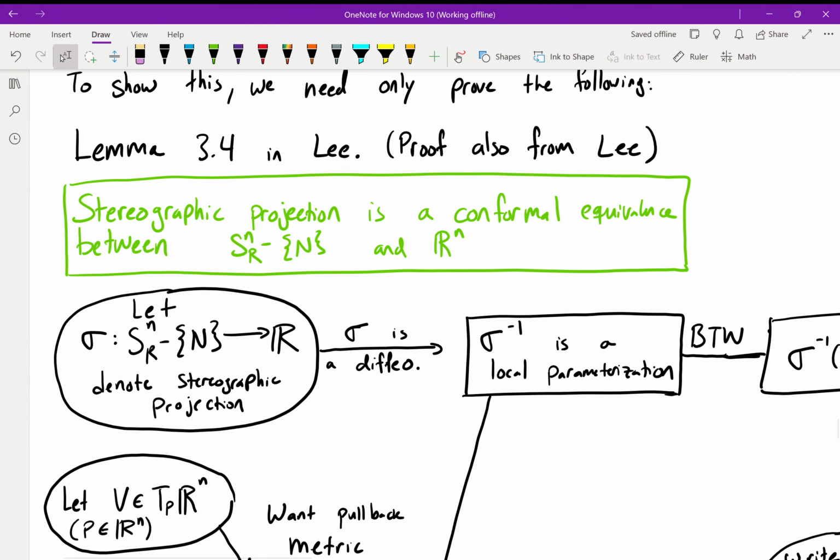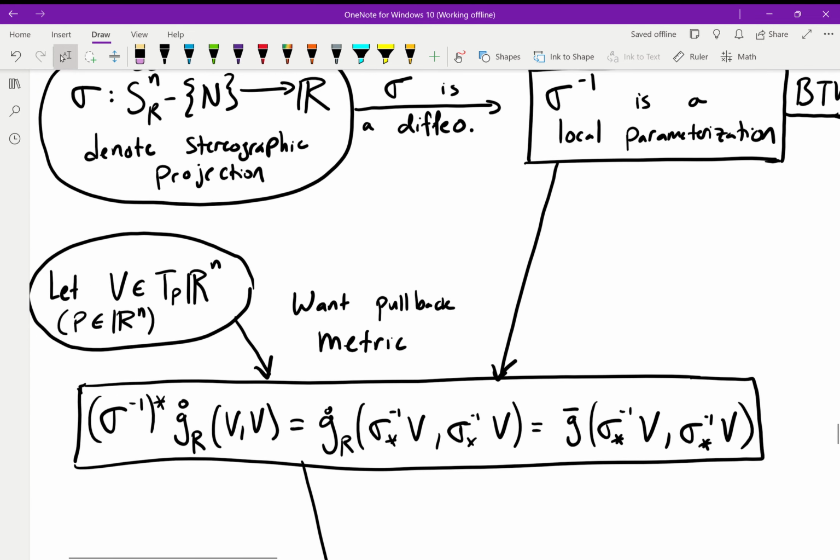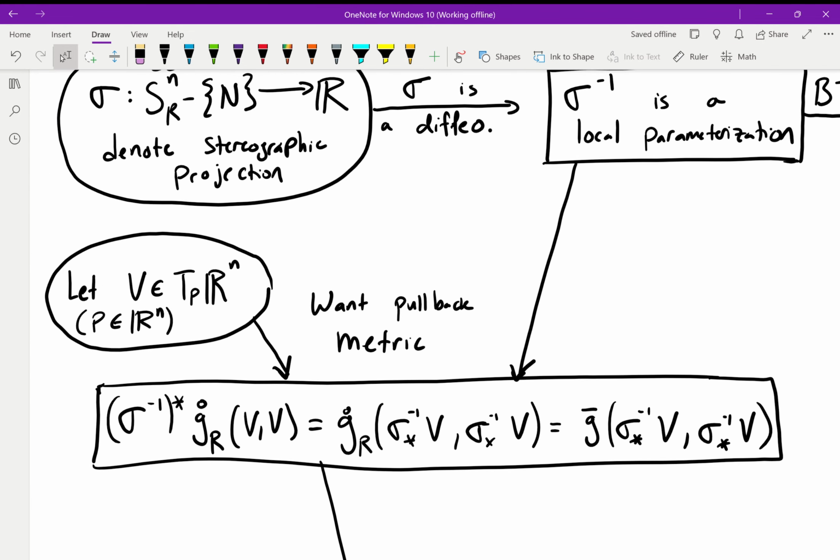Well, if we want to show conformal equivalence, we first need to figure out the pullback metric. If V is your favorite vector living in your favorite tangent space, we can take the pullback of the round metric, and based on how pullbacks and push forwards work, we have a nice way to write this in terms of your usual Euclidean metric. That's great and all, but what the heck is this thing on the inside? We need to take a quick aside and figure out what those things are.